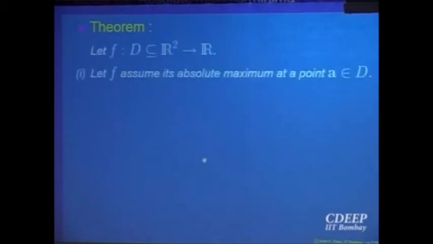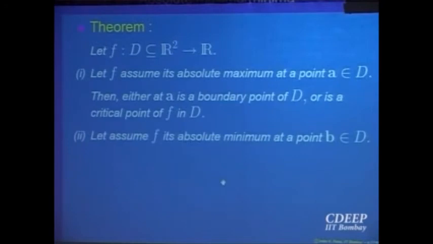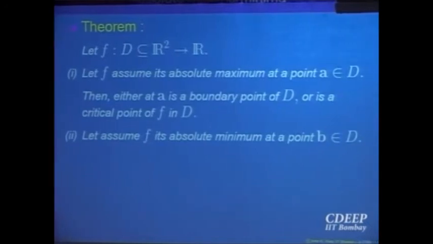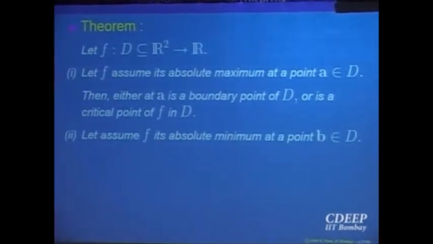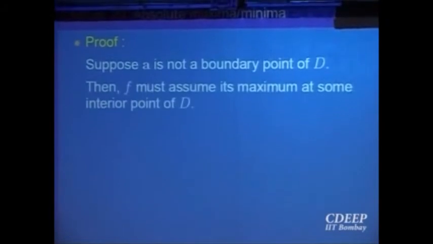So as I said just now, the function will assume its absolute maximum at a point, then either A is a boundary point of it or it has to be a critical point in D. And similarly for the absolute minimum. So to find absolute maximum and absolute minimum for a function, what you should do? Look at the boundary points, look at the critical points, find out the values of the function at all these points and compare, right?